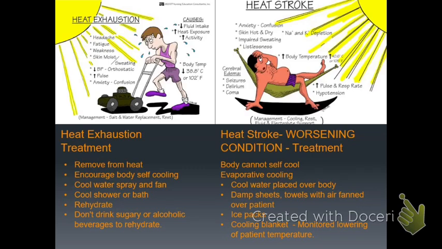They're still conscious. Heat stroke patients, the skin is hot and dry. They're not sweating anymore, and their temperature is rising and rising and rising. And so now we have to evaporatively cool for them. The treatment is to get cool water on the body, damp sheets, towels, ice packs, cooling blankets, and basically try to get this patient cooled down to prevent any further injury from the high temperature.